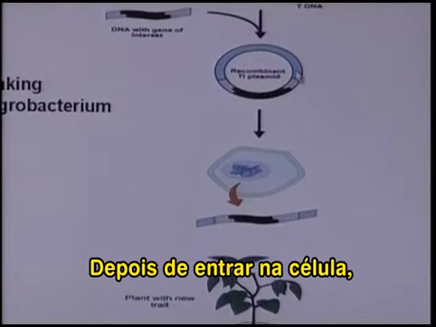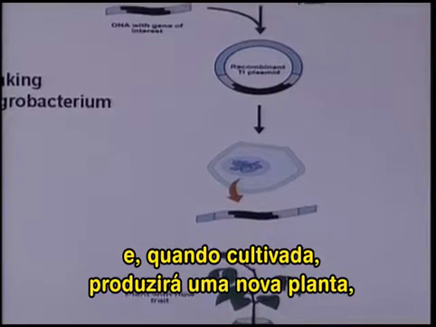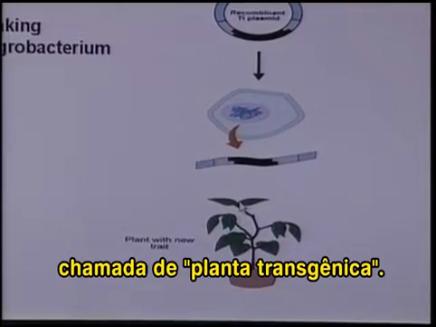Now, once the DNA is inside the cell, it will be integrated with the plant cell genome, and when we grow the cell, it will grow to produce a whole new plant, which is called a transgenic plant.